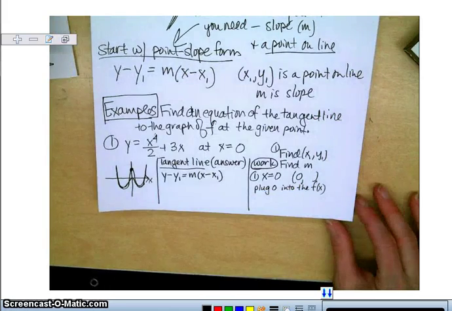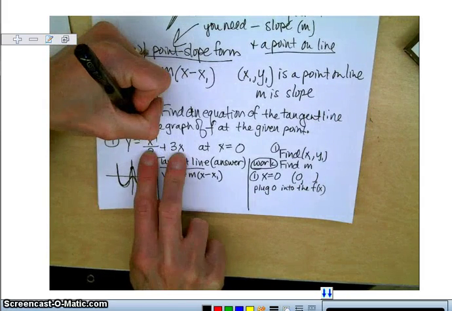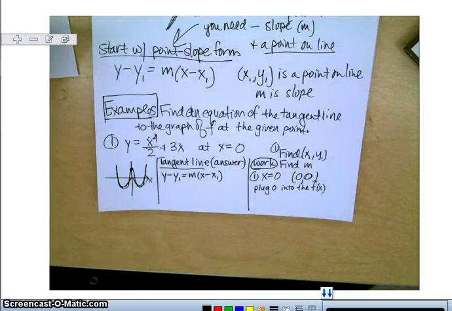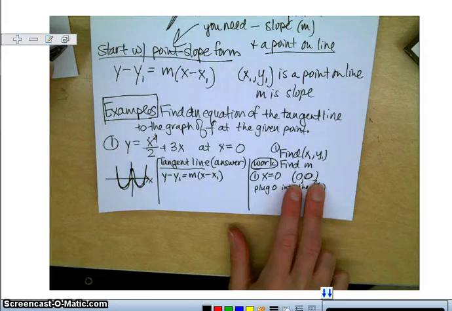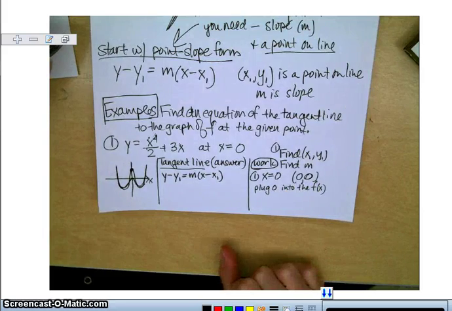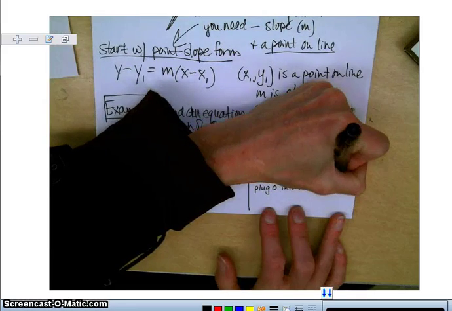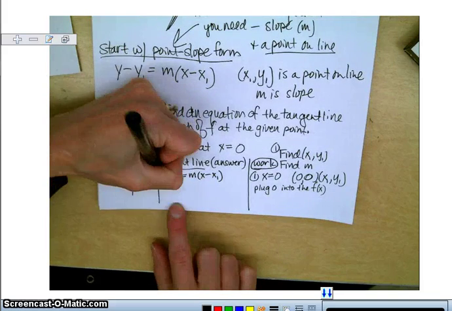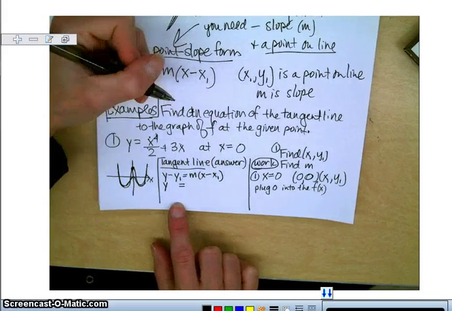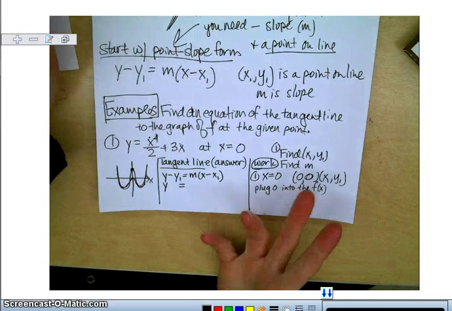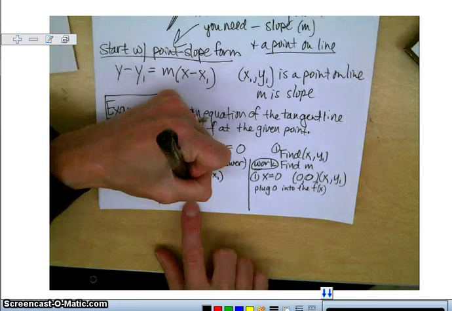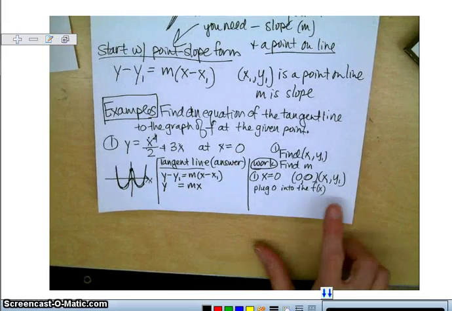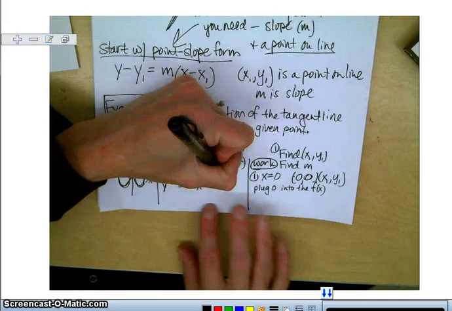Then it's just 0. So you put 0 in for both of these x's. 0 to the 4th divided by 2 plus 3 times 0 is 0. So in this particular problem, the point the tangent line goes through is 0, 0. So that's x1 and y1. What goes in place of y1? 0. So I can just write y equals, if it's minus 0, do you have to write minus 0? No. And then m times x minus 0, which is just x. So I found 0, 0, and I put it in there.